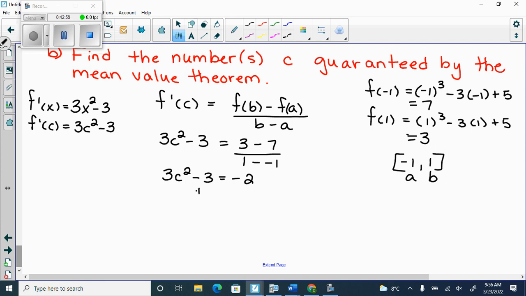Add 3. 3c squared equals 1. Divide by 3. c squared equals a third.